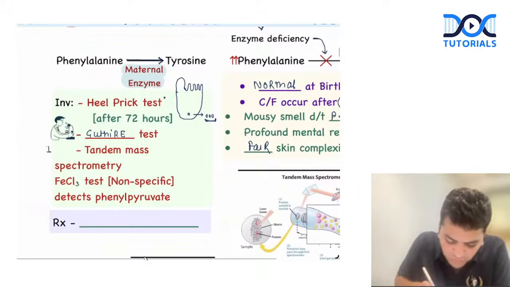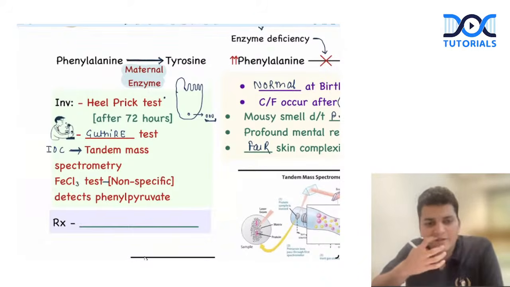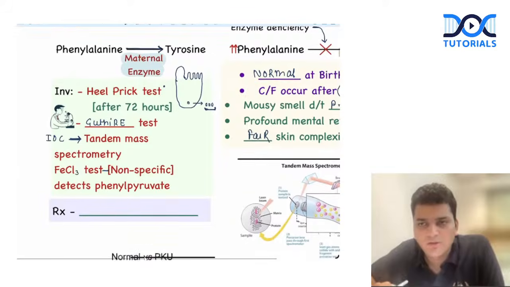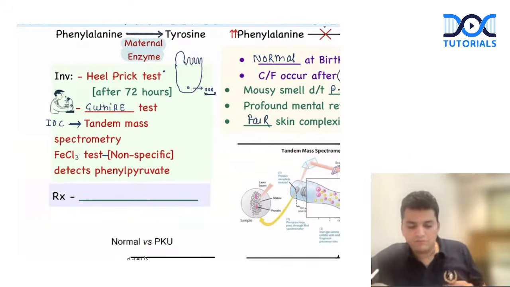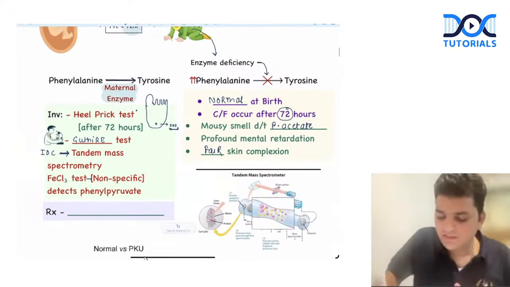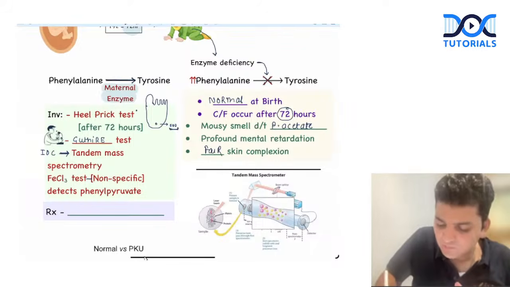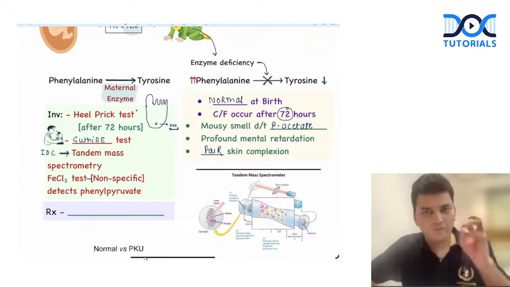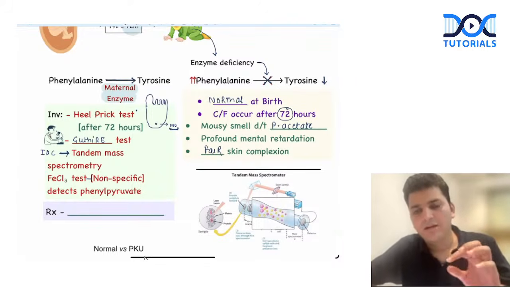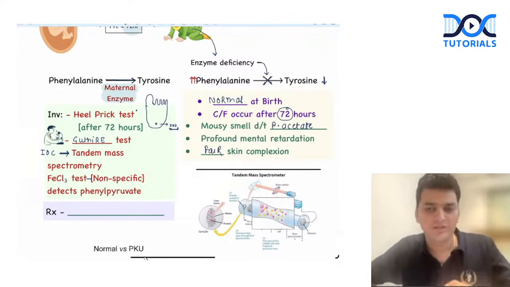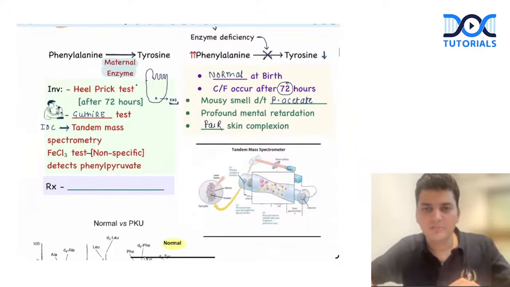The investigation of choice is going to be tandem mass spectrometry. We can do the ferric chloride test also, but that is non-specific. What is tandem mass spectrometry? In a patient of phenylketonuria, we know that this reaction is not happening. So the phenylalanine is more and the tyrosine will be less. So we take the blood sample and see how much phenylalanine and how much tyrosine is there. And that is called tandem mass spectrometry.